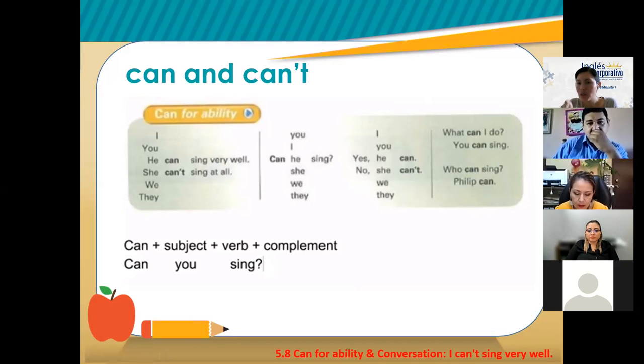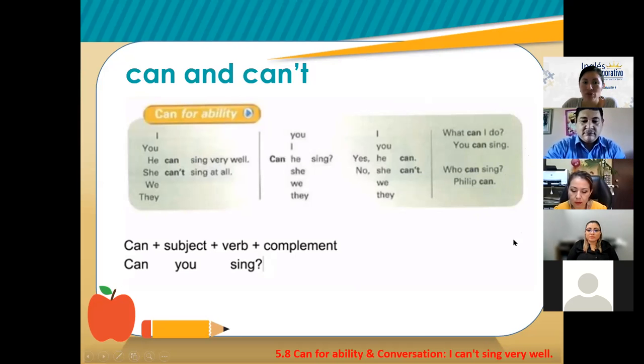Now, look at the information next to it. What can I do? You can think. Who can think? Philip can, right? So this is going to be the same. Now, if you see some of them, they will have a complement. Some of them probably will not. Who can think? Teacher, pero mire, even who can think? Ahí ni siquiera hay un subject, es correcto. Y esas se llaman subject questions, ¿ok?